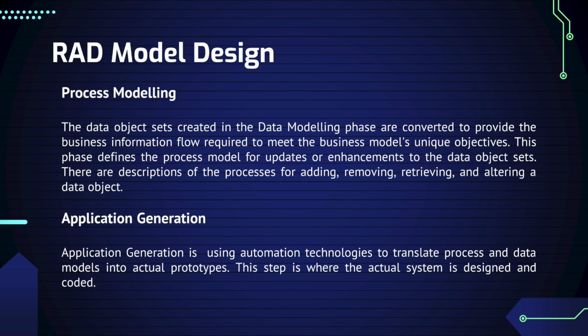Application generation. Application generation is using automation technologies to translate process and data models into actual prototypes. This step is where the actual system is designed and coded.